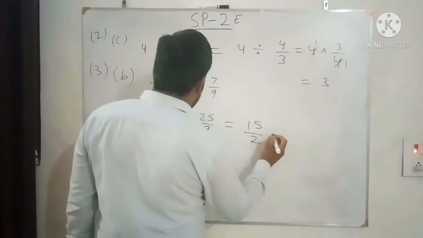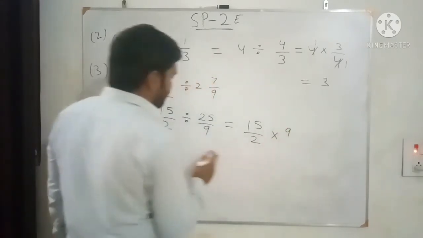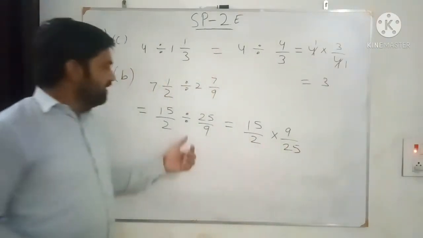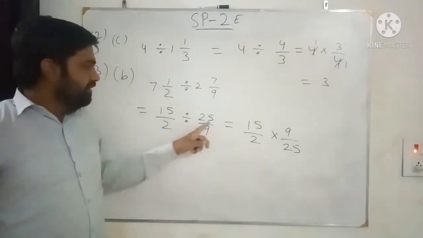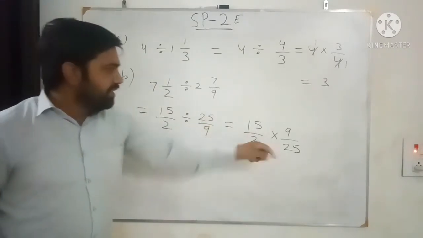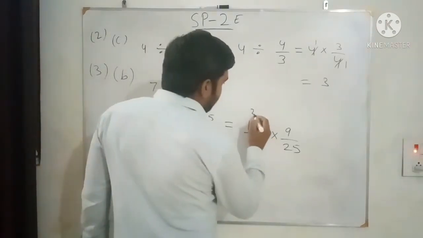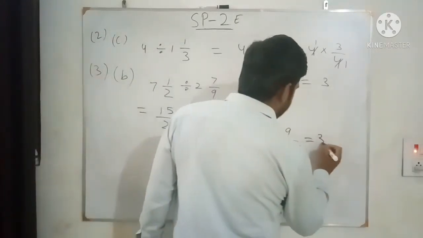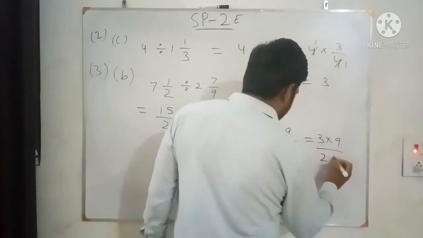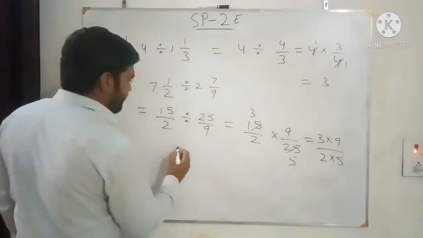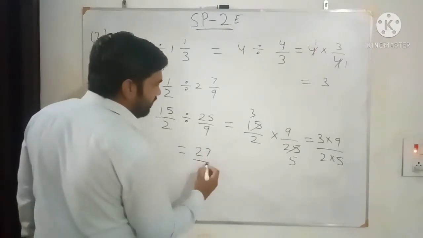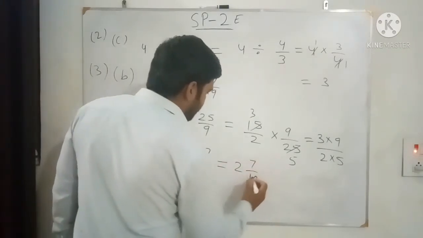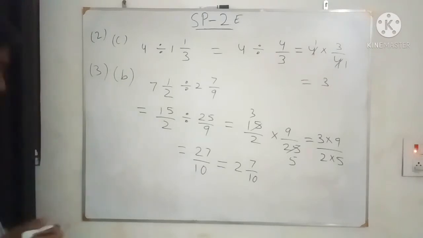15 by 2, convert this division into multiplication and take the reciprocal of 25 by 9, that is 9 by 25. Whenever we convert this division into multiplication, the fraction next to the division symbol will be converted into its reciprocal. So 5 threes are 15, 5 fives are 25. Now 3 multiply 9, 2 multiply 5. You get 3 nines are 27 upon 2 fives are 10. So what you get as the answer? 27 by 10.